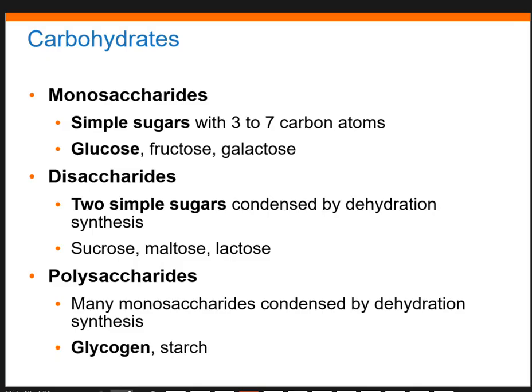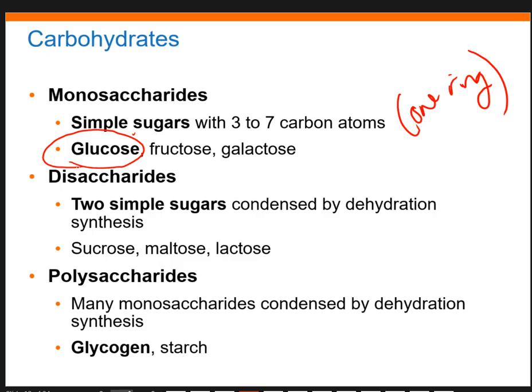So again, a monosaccharide is a simple sugar with 3 to 7 carbon atoms, so one little sugar ring. Classic examples are glucose, fructose, galactose, but again, glucose is the most frequent of these that we'll talk about.